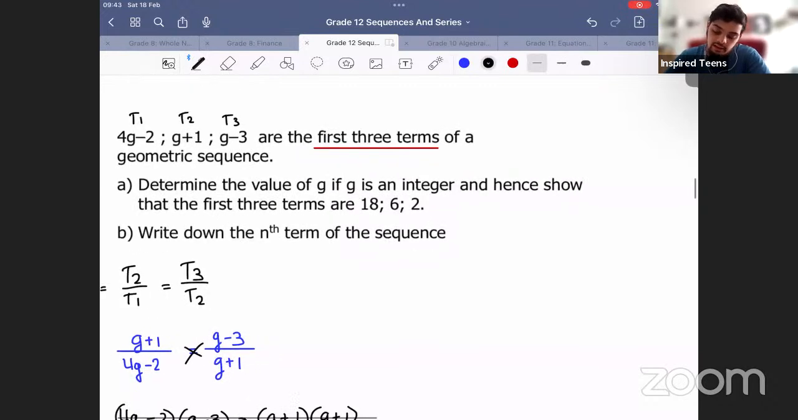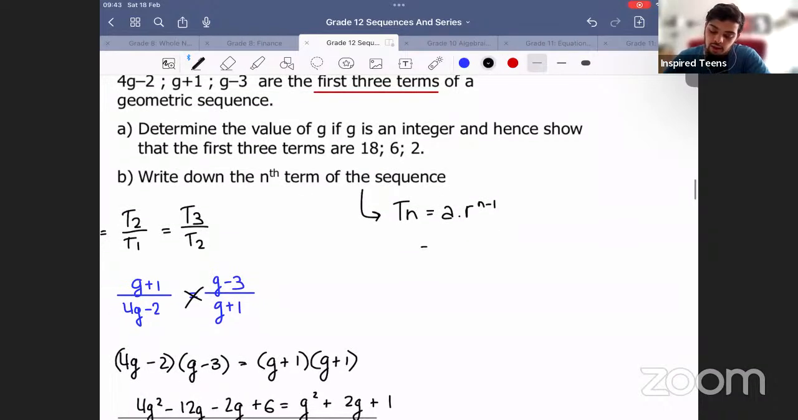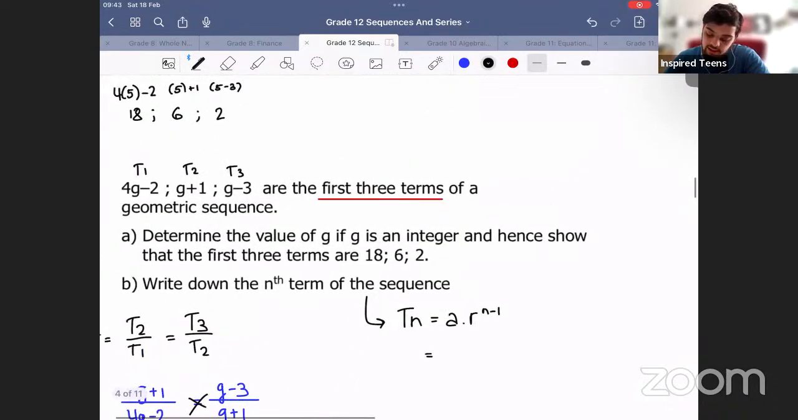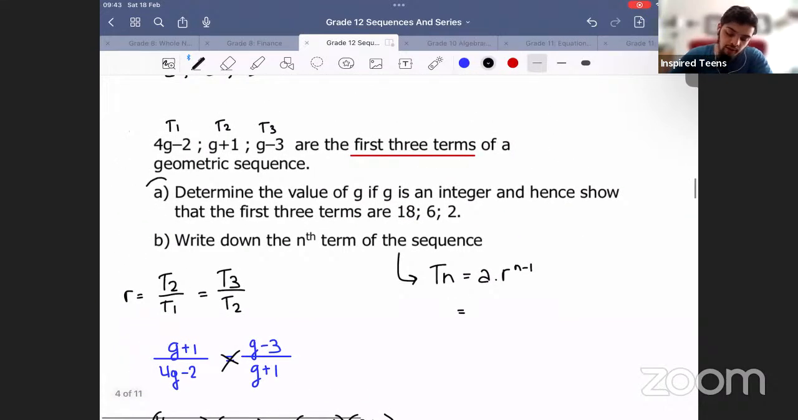Write down the nth term of the sequence. This is geometric. So we have Tn is equal to a times r to the n minus 1. So I have A. I just solved for it. It's 18. So even if you didn't solve A, you could still solve this because they've actually given you the value of the first three terms. You just had to prove it in the first question. But if you couldn't solve the first question, you can still solve the second question.